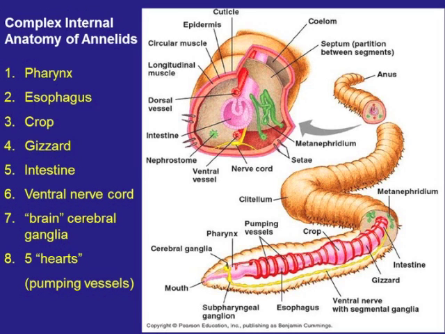So, we talked about the pharynx, esophagus, crop, gizzard, intestine, ventral nerve cord, and they do have a brain, in quotes, which is the cerebral ganglia. We're getting more increased cephalization, not like the cephalopods. And they have five hearts. They are pumping vessels throughout the animal to maintain a good blood pressure, or hemolymph pressure.